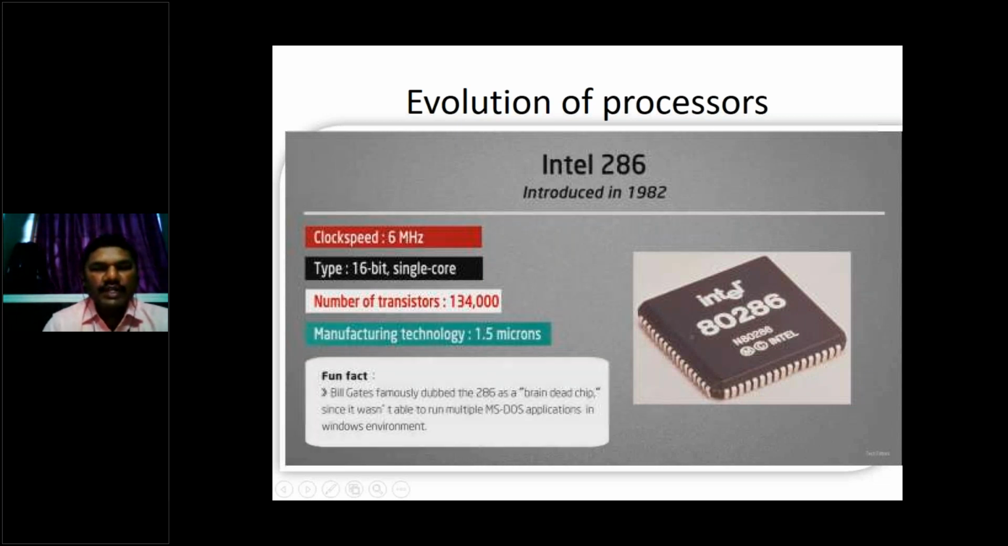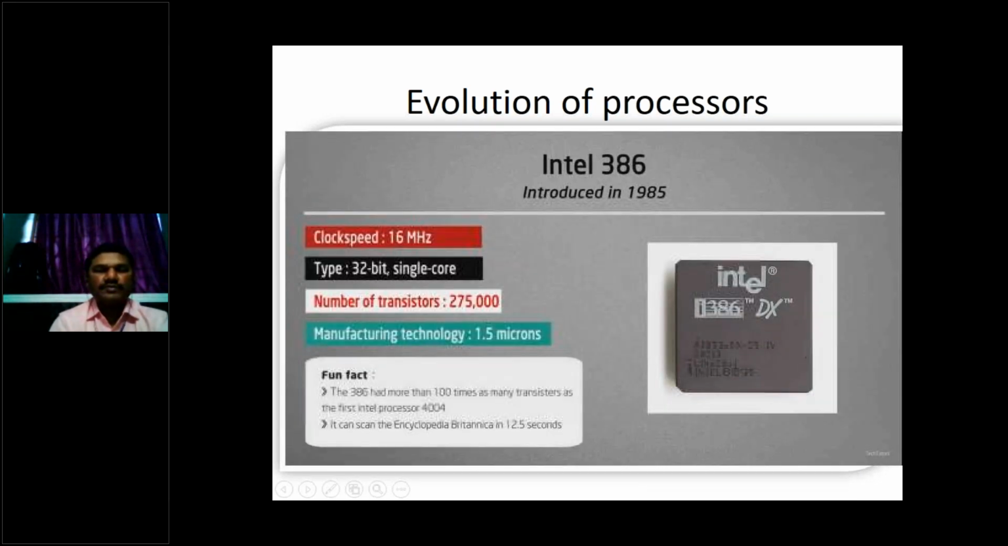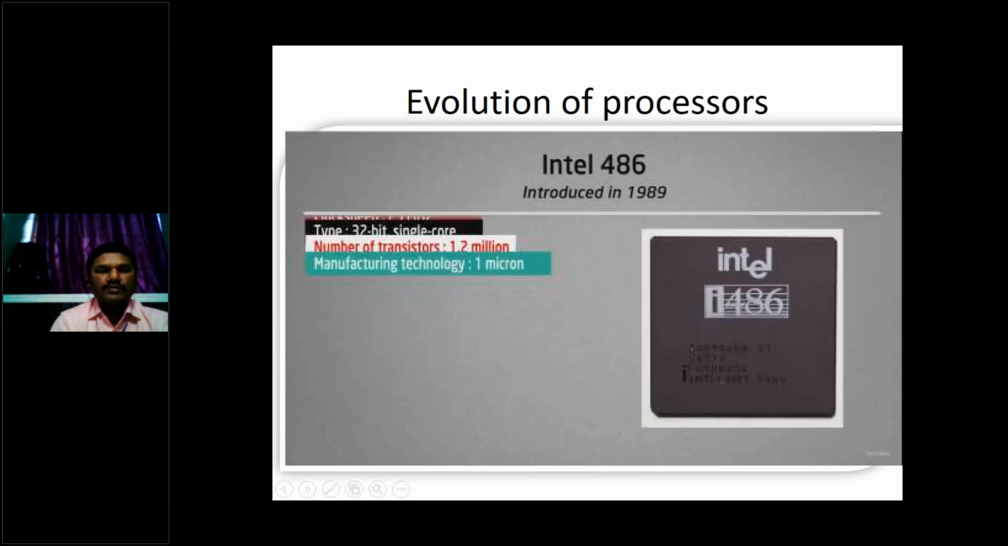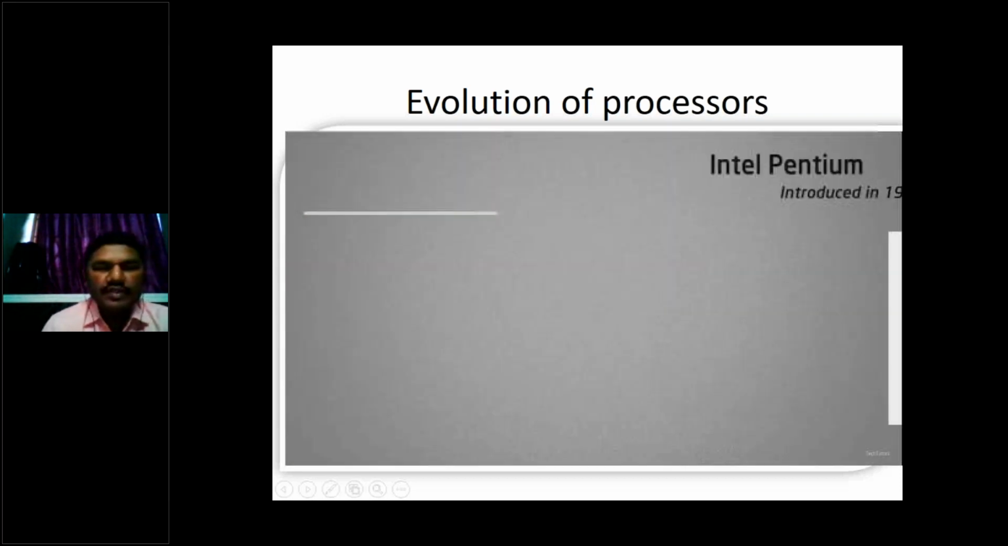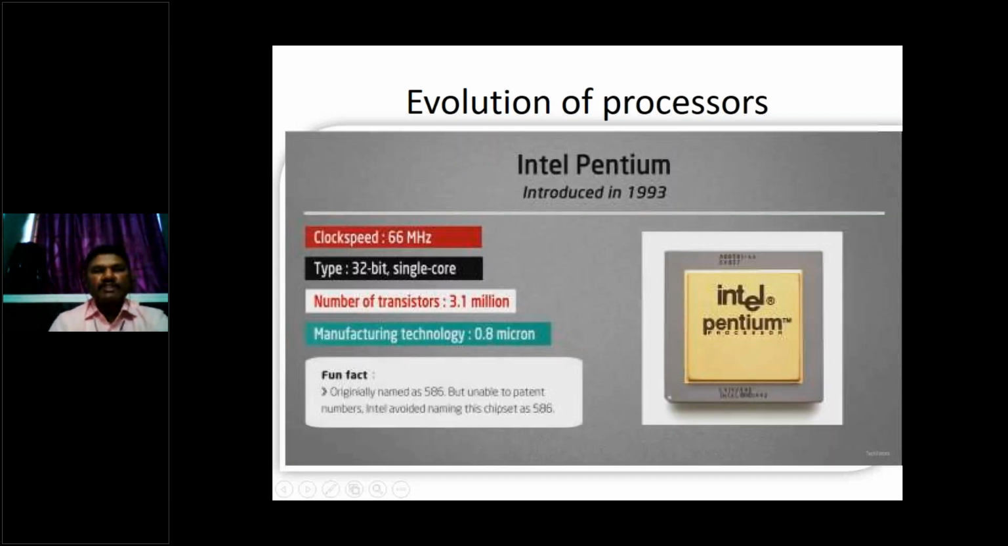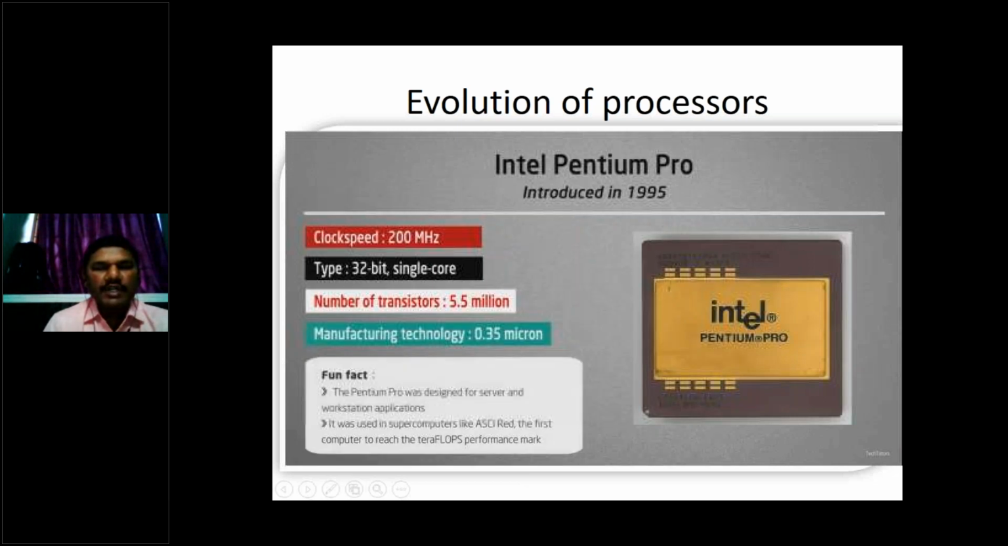Then 80286 with 134,000 transistors. Its clock frequency is 25 MHz. In 1993 the Pentium processor, 66 MHz, 3.1 million transistors. And the Pentium Pro was introduced in 1995 at 200 MHz.